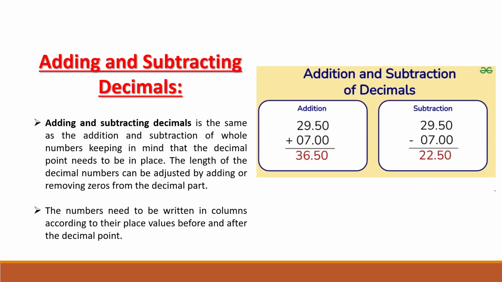The length of the decimal numbers can be adjusted by adding or removing zeros from the decimal part. The numbers need to be written in columns according to their place values before and after the decimal point. Here there is one example of both addition and subtraction. You can see the same question, different answers, because in one we are adding and in the other we are subtracting. Make sure that the decimal point is in one line only.